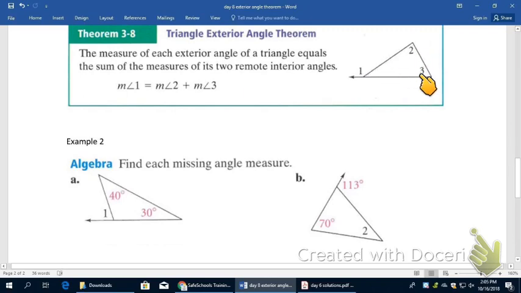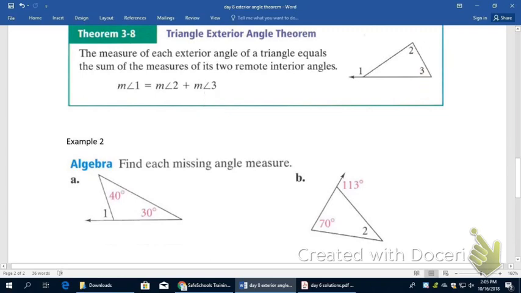Angles 2 and 3 would be known as the remote interior angles. This angle right beside 1 would also be an interior angle, and it would be an adjacent interior angle. The rule about exterior angles is that they will always equal the sum of the remote interior angles. So in this case, the measure of angle 1 equals the measures of angles 2 and 3 added together.